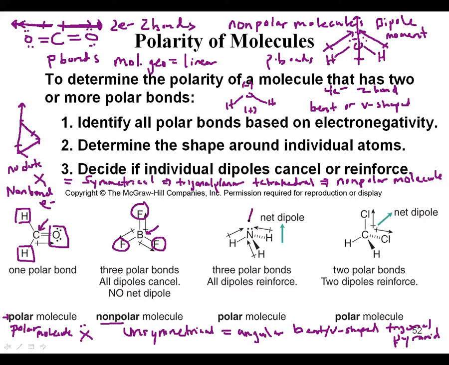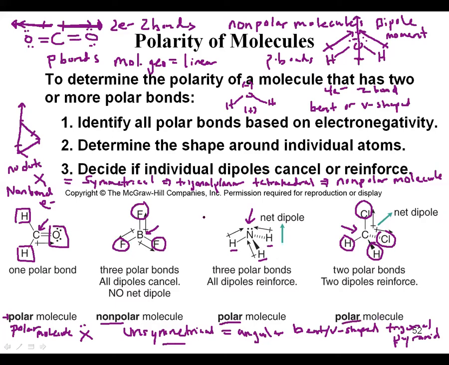Coming here, we see dots on the central atom. We see everything on the outside is the same. So that's going to be an unsymmetrical geometry, which for this one is trigonal pyramid, and that will become a polar molecule. Here we see, again, no dots on the central atom. Everything on the outside is not the same. So that is going to give us a polar molecule in that particular case.